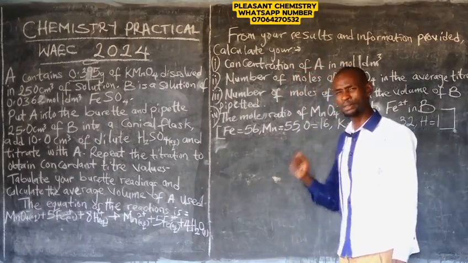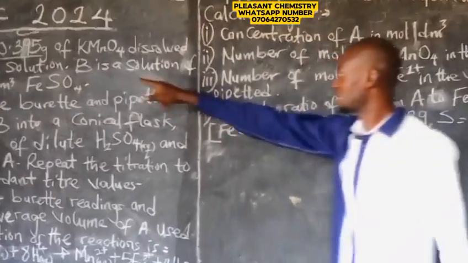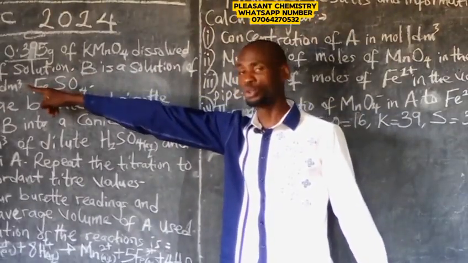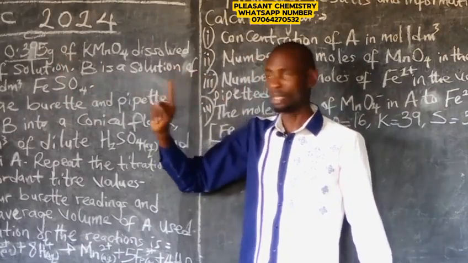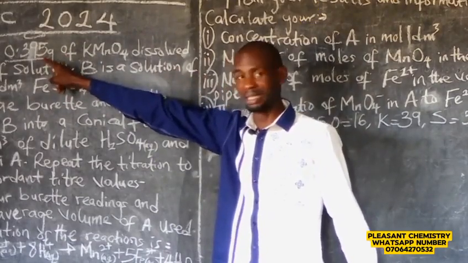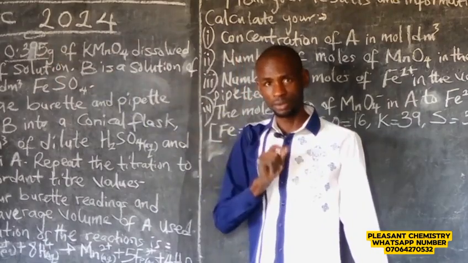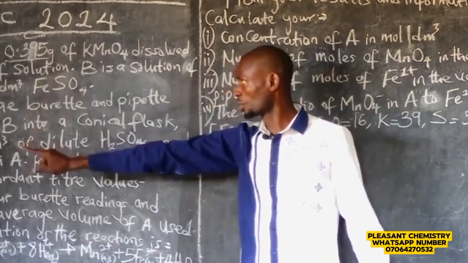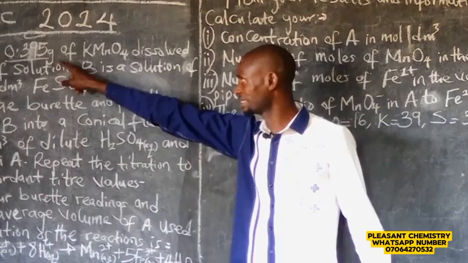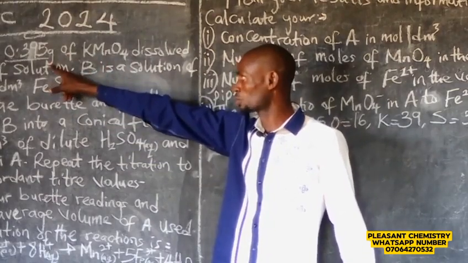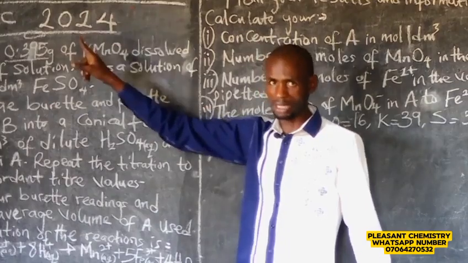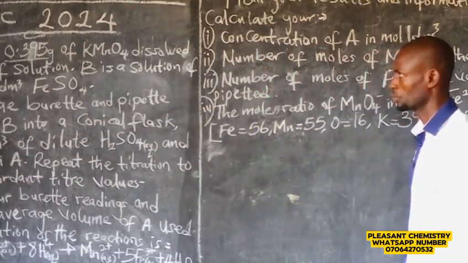0.395 gram in 250. You have gram here and it is dissolved in 250. It means that you are not going to make use of this gram directly. You are not going to make use of this mass. This mass is supposed to be mass concentration, and any mass concentration must be in 1000, not in 250. So the first thing we are going to do is to ensure that we convert this from 250 to 1000. When the time comes, we are going to do that.